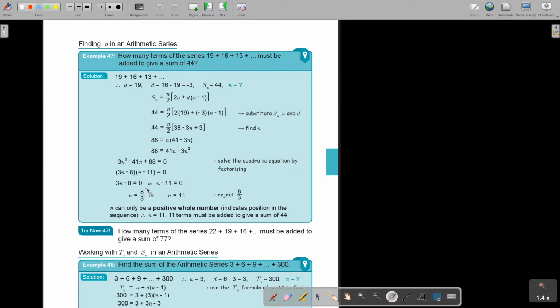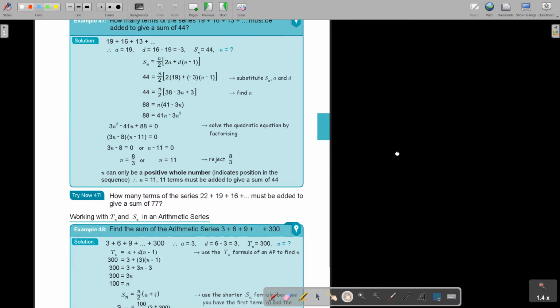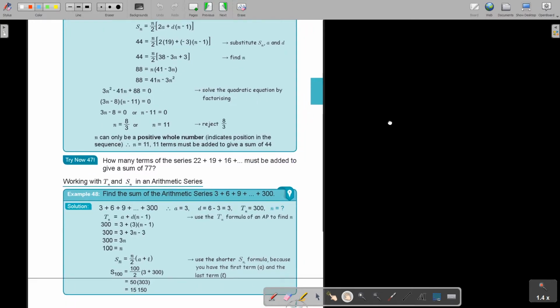Okay, so it cannot be a fraction. It cannot be negative. So the only valid value will be 11. You reject 8 over 3 and your position, you were 11th in the race. Okay, it can only be a positive whole number or even to say a natural number. Okay. Working with Tn, you can look at and find the sum of this, but here you must first get that this is Tn.